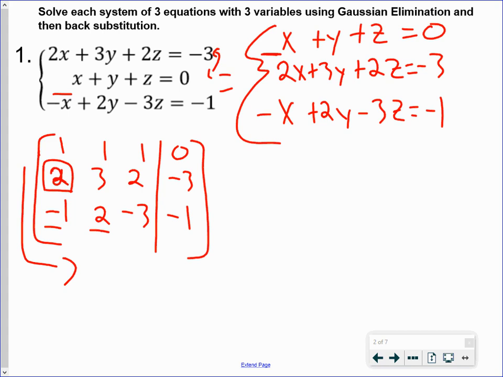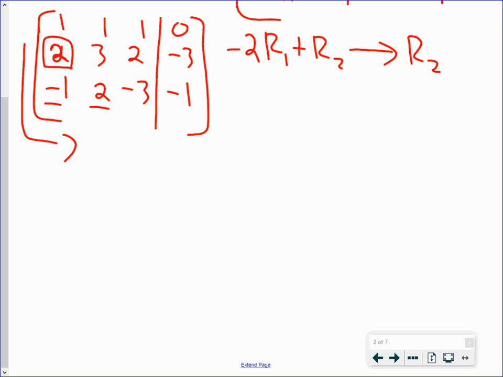So I'm going to use the first equation, and I'm going to multiply the first equation by -2. So -2 times row 1 plus row 2, and the sum of that is going to replace my row 2. So -2 R1 gives me -2 times 1 is -2, -2 times 1 is -2, and -2 times 1 is still -2. So that's what my -2 R1 is going to be.